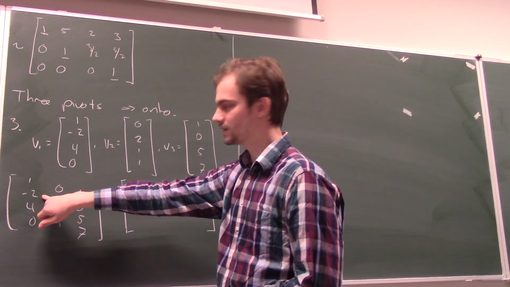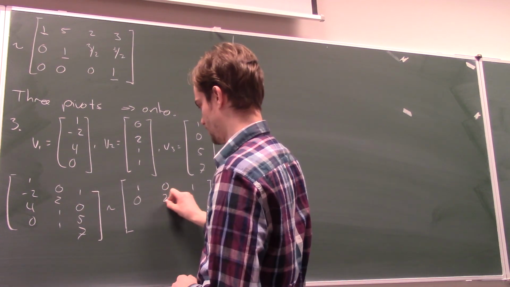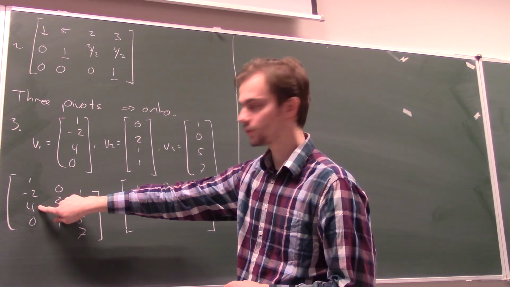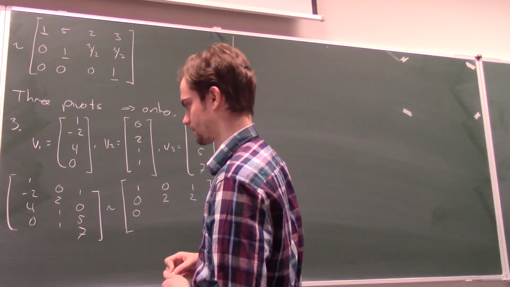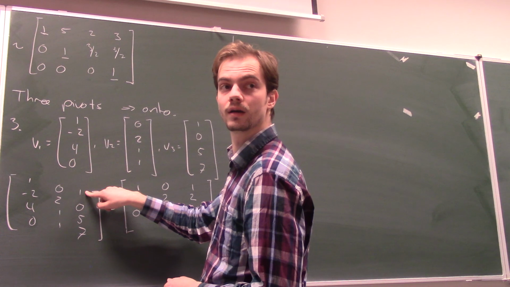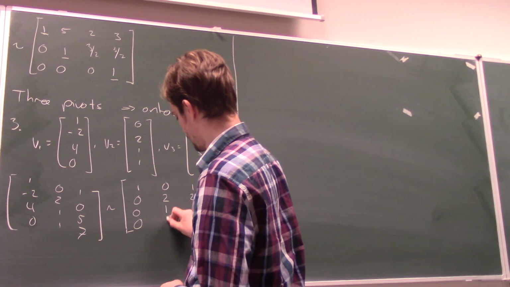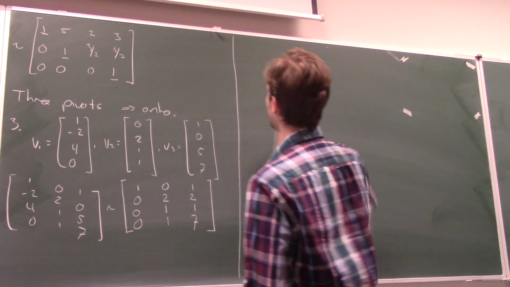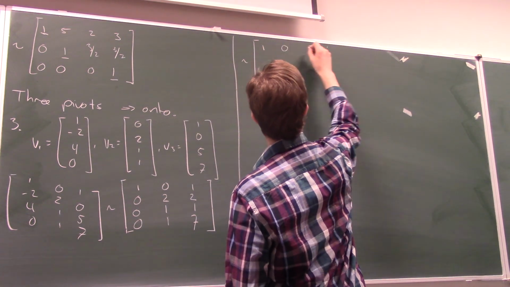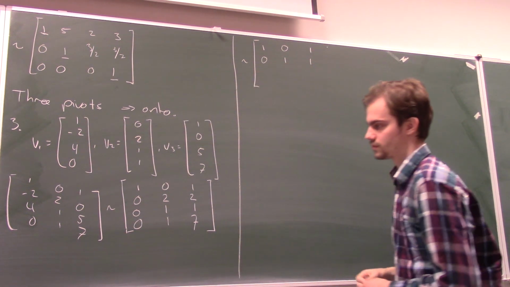So we need zeros here again, so let's add 2 times row 1, so get 2 plus 0 and 0 plus 2. And this one needs minus 4 times the first row. So that's 1 minus 4 times 0, and then 5 minus 4. And then this one is fine already. Right, we need a 1 here.